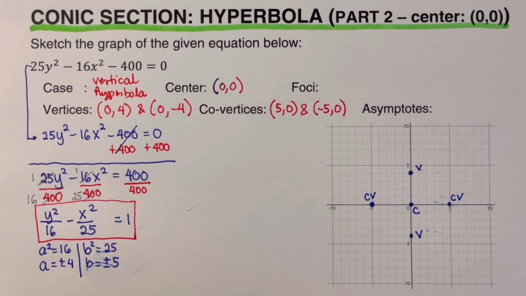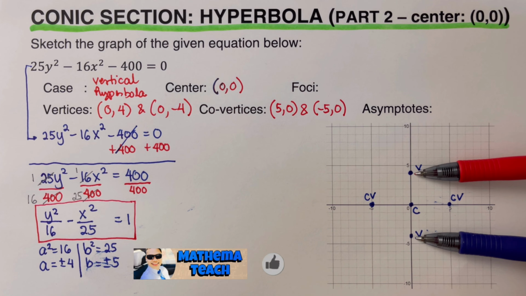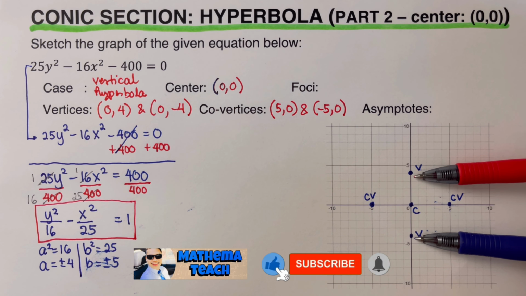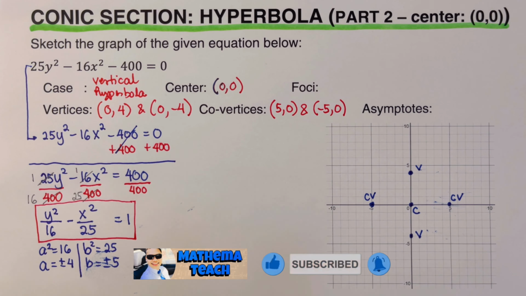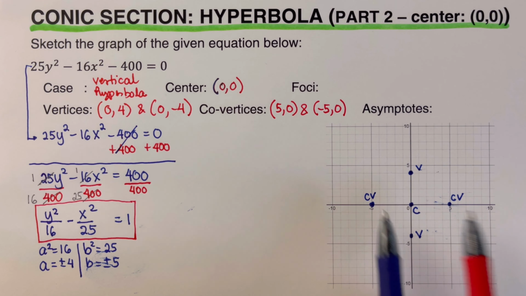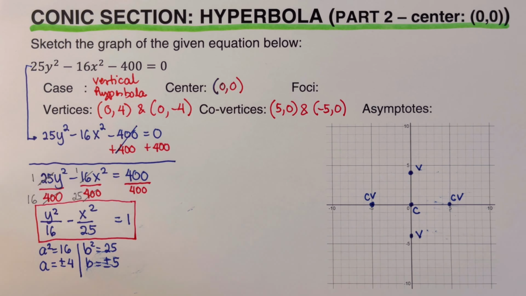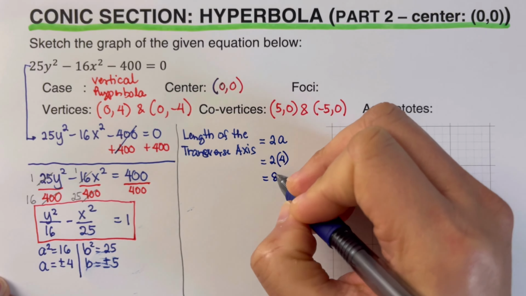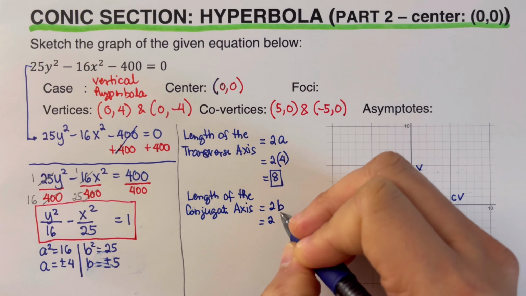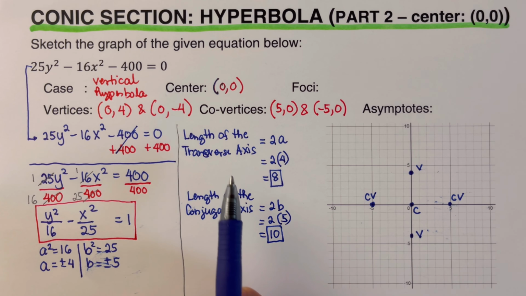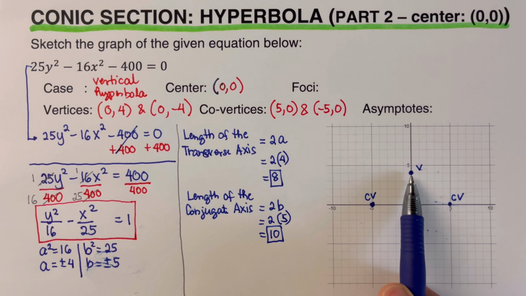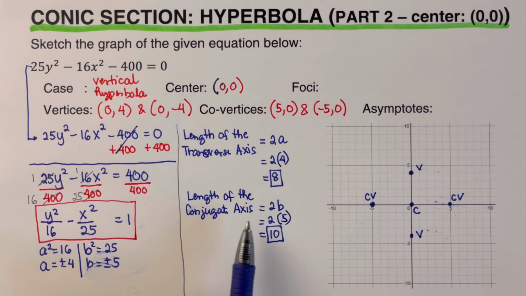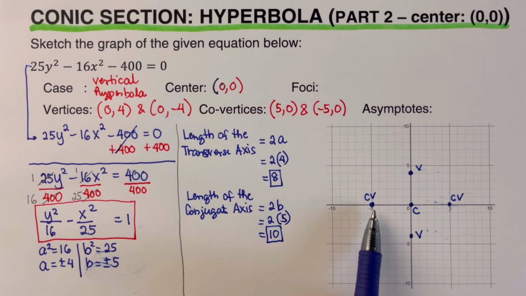From here, we can determine the length of the transverse axis. Remember, the length of the transverse axis is the length from the vertex to the other vertex. And the length of the conjugate axis is the length from the co-vertex to the other co-vertex. So I'm going to show that work up here. The length of the transverse axis is 2a, and that would be 8. And the length of the conjugate axis is 2b, and that would be 10.